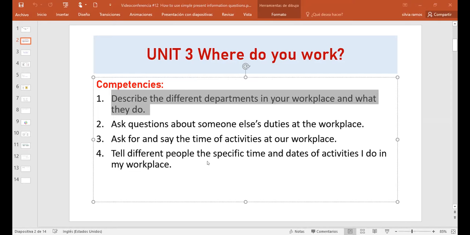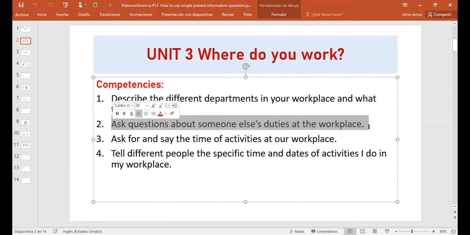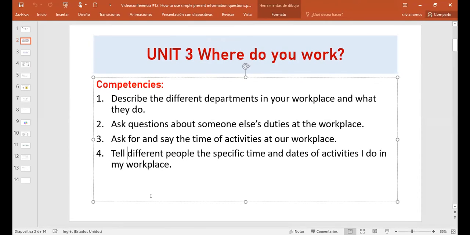Now, number two, please read number two, Fausto. Ask questions about someone else's duties in the workplace. Duties, very good. So we're going to ask questions about someone else's duties at the workplace, which means that you're going to ask someone else, hey, Mariela, what do you do? Who do you work with? Many questions, right? Using WH. Let's see who else is here.